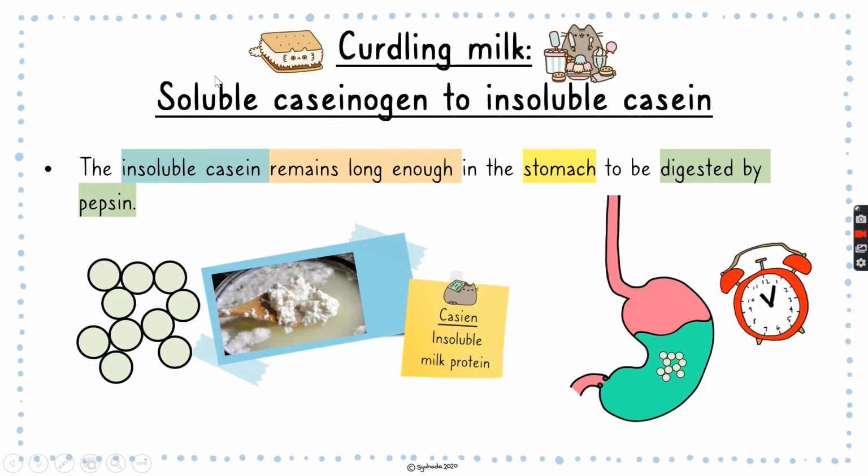So the main purpose of curdling milk is that it is really good for babies, because it actually remains long enough in the stomach to be digested by pepsin. Pepsin in the end will digest this, but because it's a large molecule with less surface area, it's going to take more time. Usually we want less time so that we can quickly digest and quickly absorb things. But here, because babies don't have access to food all the time, this is really good in keeping a constant supply of protein in their body.